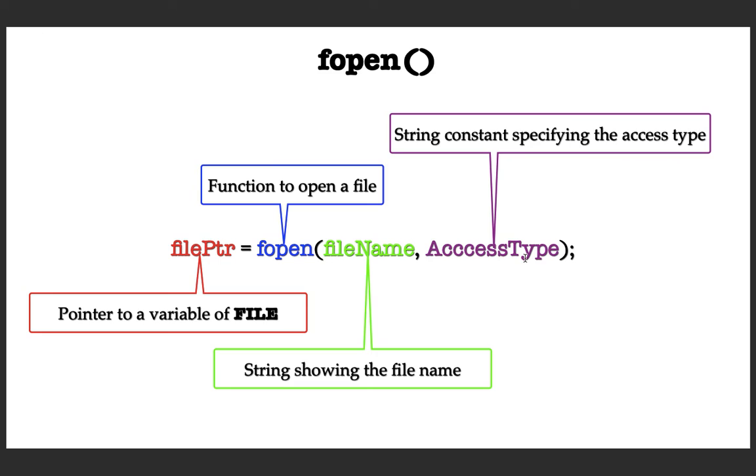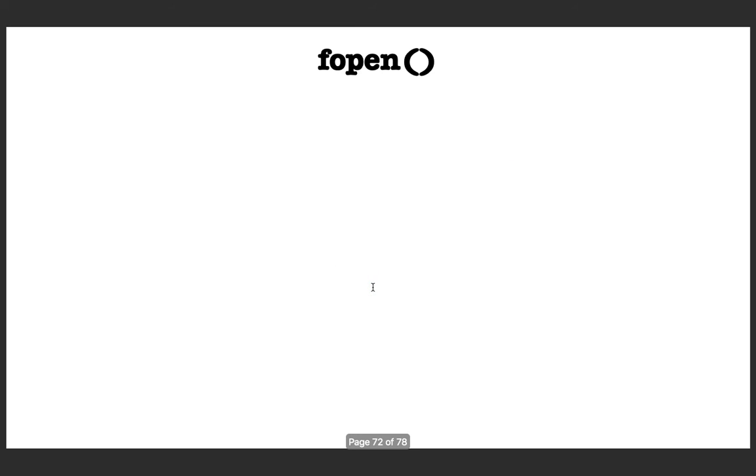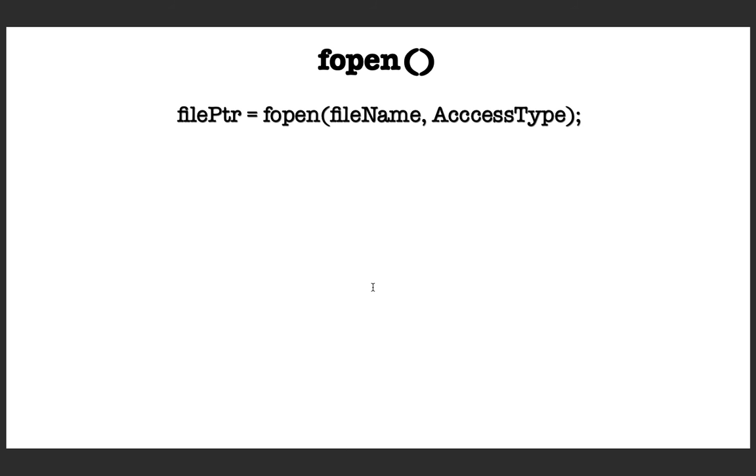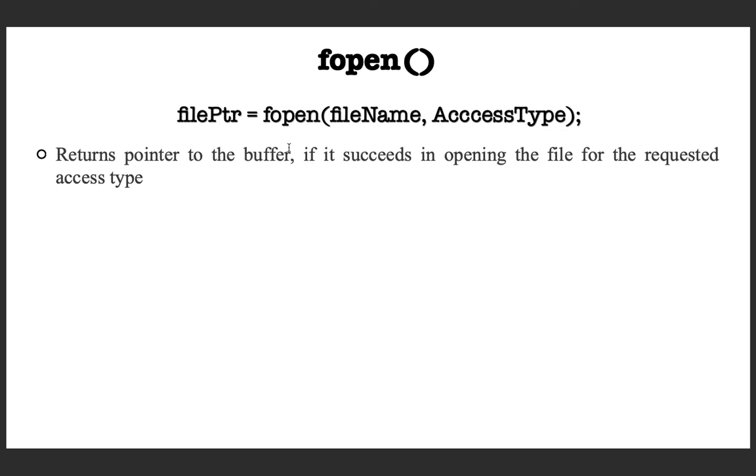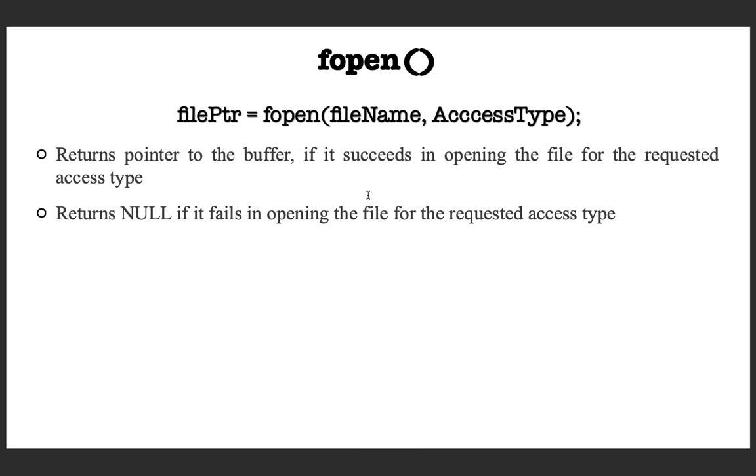Note that if the file is non-existent, the same function can be used to create that file. You can just provide the access type as W. If the file is existing, it will be opened for modification, and if the file is non-existent, a new file with the same name will be created. This function returns a pointer to the buffer on the RAM if it succeeds in opening the file for the requested access type, that is read or write. Suppose it fails to open that file for the requested access type, for example, you tried opening a non-existent file for reading, then NULL will be returned by this function call.